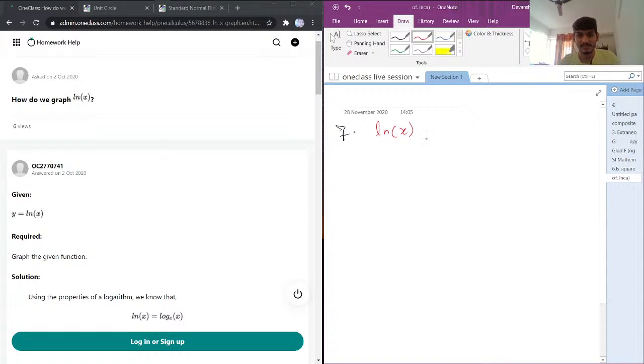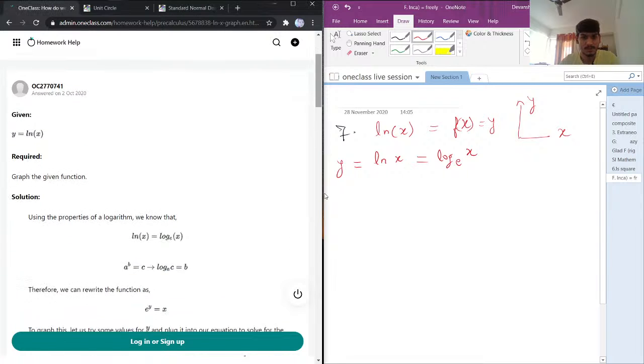In a Cartesian coordinate system, we have an x-axis and a y-axis. So this ln of x is basically a function of x, and it can also be written as y. So I can write this as y equal to ln of x. Now ln of x is basically log natural of x, or log with base e of x. So this is basically log base e of x.